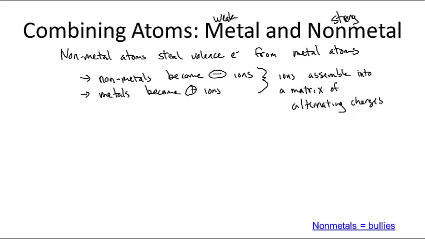So you can think about this in terms of like a dictatorship, where the strong steals everything from the weak. So the nonmetals grab electrons, they get those negative particles from the metals, and they become negative. The metals lose their negativity, so they're giving up some negatives, so they become positive, and that causes them to stick together.